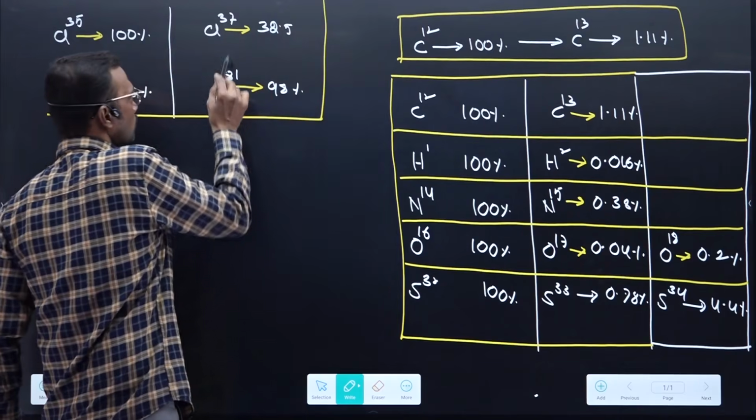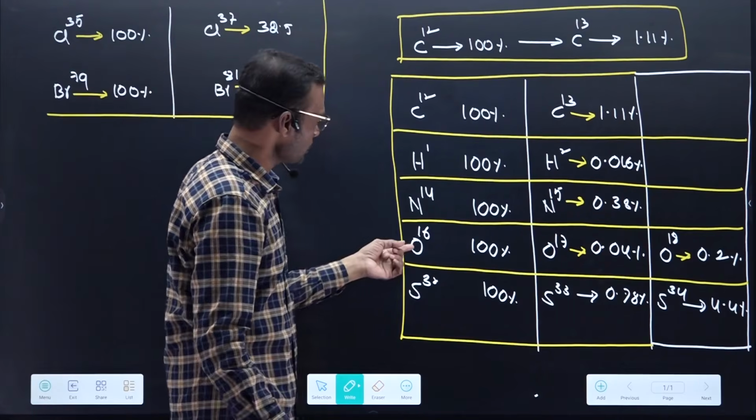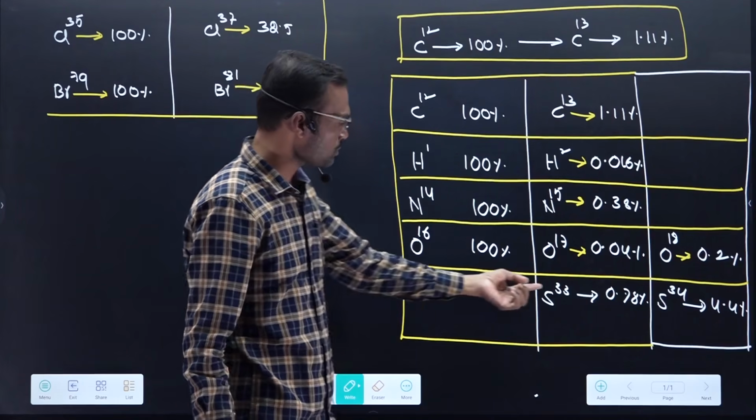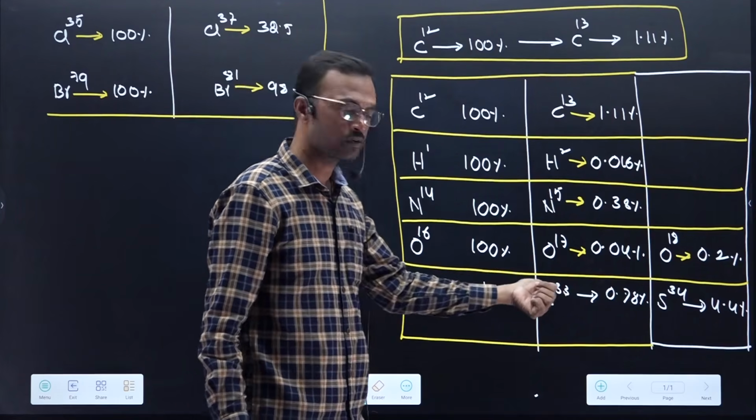Bromine has no plus 1; only plus 2 isotopes are there. But oxygen has a plus 1, nitrogen also has a plus 1, and sulfur also has a plus 1. See, 32, 33, a plus 1 difference.